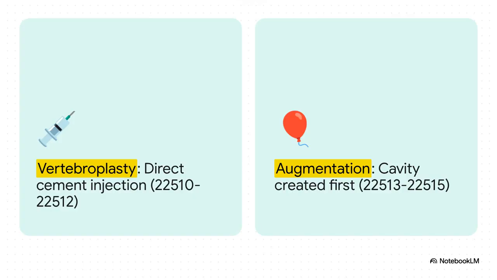But here is where you have to be super careful as a coder. You absolutely must distinguish vertebroplasty from a very similar procedure called vertebral augmentation, which a lot of folks know as kyphoplasty. The CPT guidelines are incredibly specific on this. Augmentation includes creating a cavity first. Usually, the surgeon inflates a tiny medical balloon inside the crushed bone to create space and restore its height before injecting any cement. So, if a balloon is used to create a cavity, you use the augmentation codes. If it's just a direct cement injection, you stick with vertebroplasty.